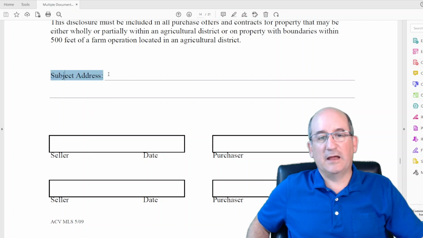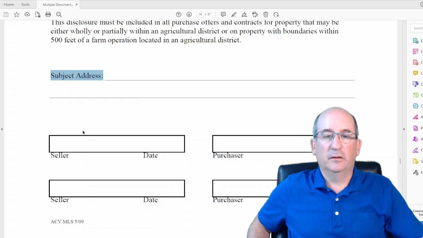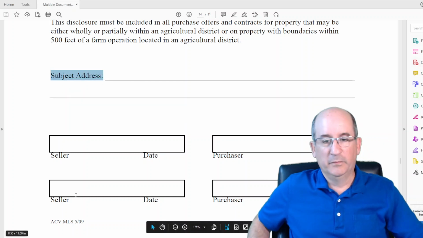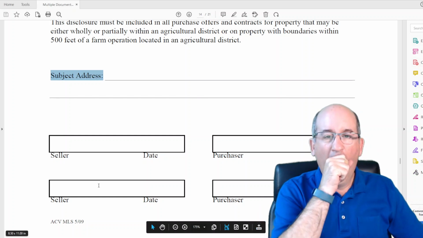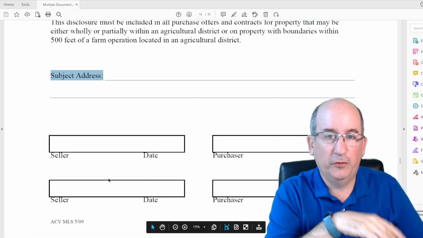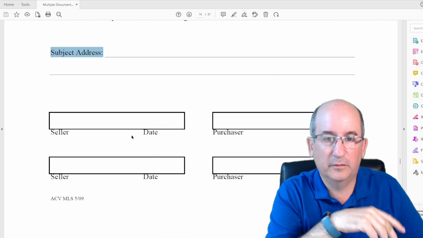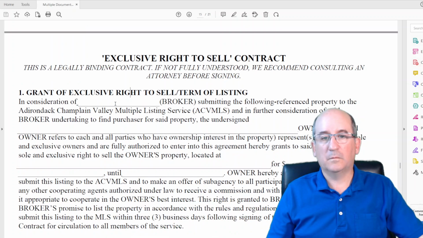And then the subject address, the listing address, the seller signs, that goes on. But if you're not near any of that, then this isn't needed. Okay.